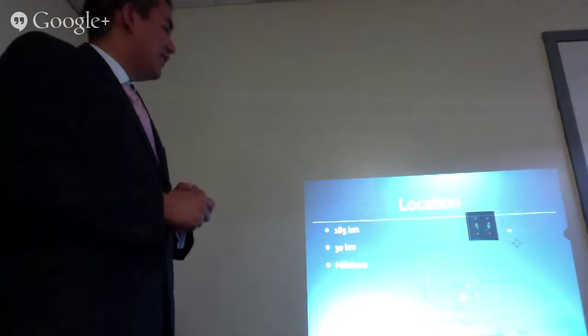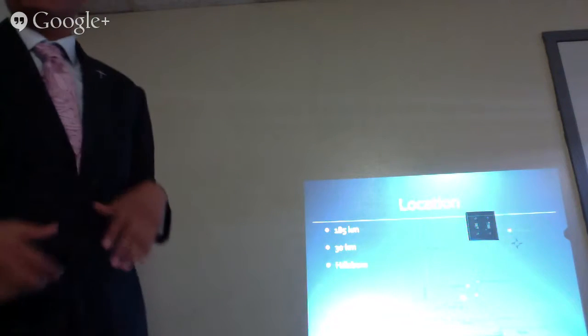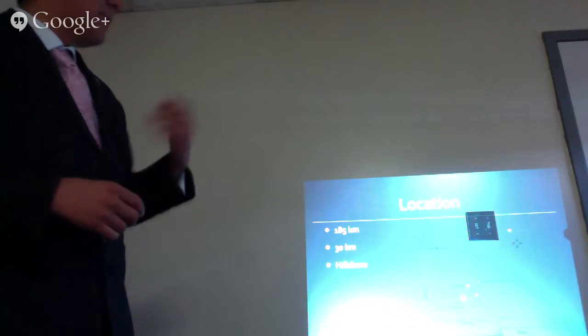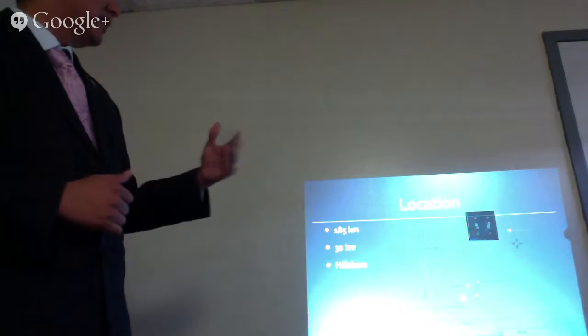Location, well, Copper Flat is located right here where the star is. It's 185 kilometers from El Paso. It's near the town of Hillsboro, but the major town close to it is Truth or Consequences, that is 30 kilometers east of the property.